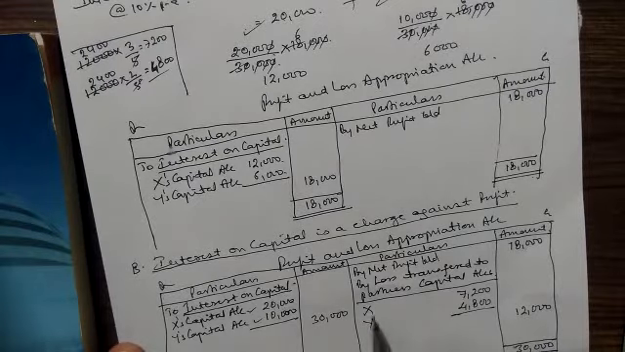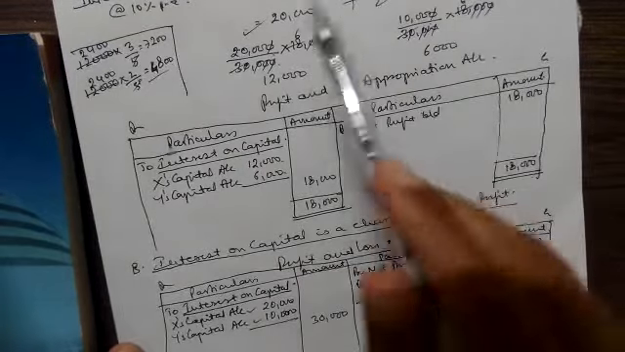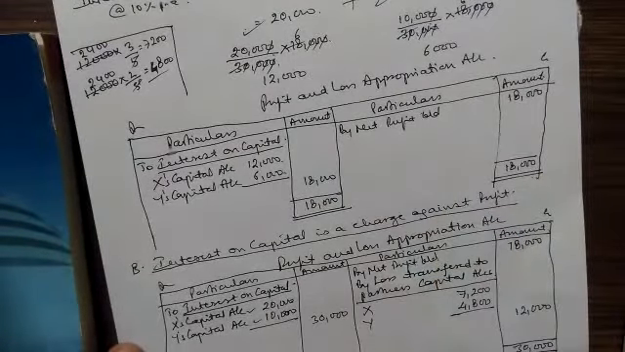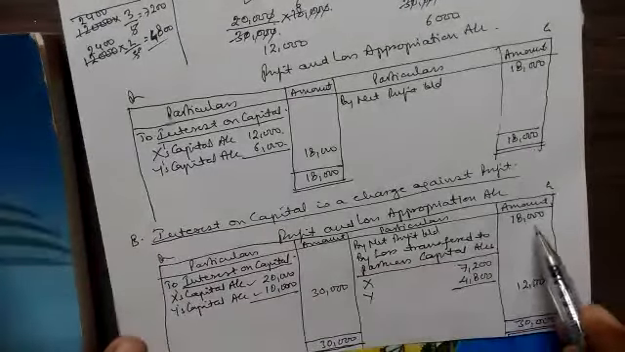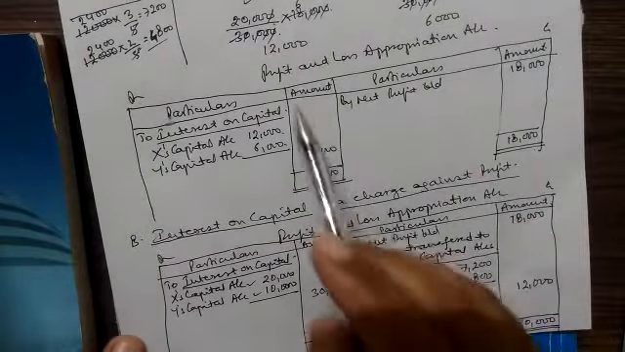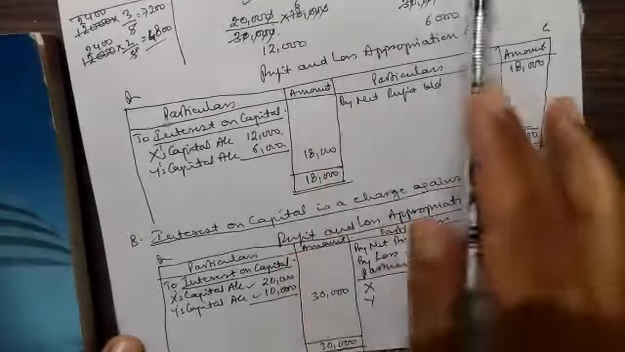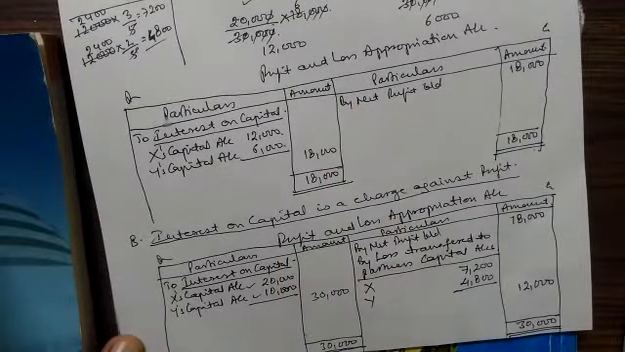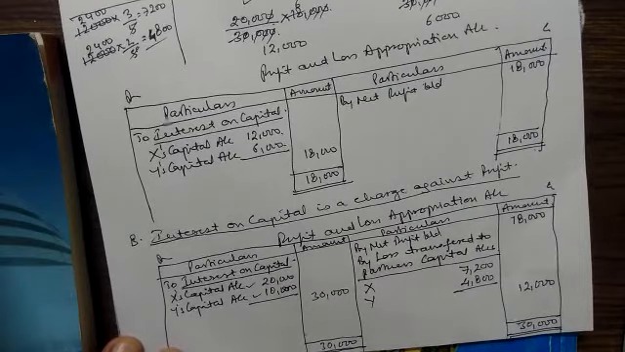In this second case, it is given as a charge against profit. When it is mentioned that interest on capital is a charge against profit, it means whatever is the actual amount of profit of interest on capital, that is 20,000, 10,000, that will be provided whether the firm earns the profit or suffers the loss. So here 18,000 was the profit, and the interest on capital of X and Y was 20,000 and 10,000. Total comes to 30,000. We will provide entire 30,000 and calculate the profit or loss.